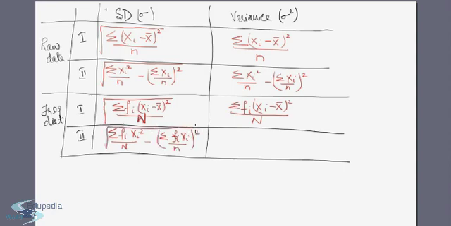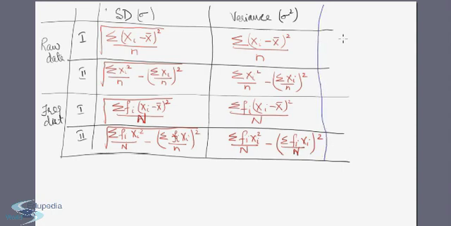Just squaring this quantity, we will have the variance, and so it will be summation fi xi square by n minus summation fi xi by n the whole square. And remember, these are the absolute values.